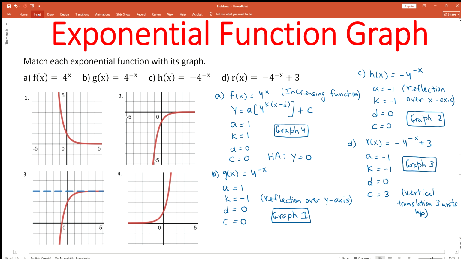So these are the graphs for the given exponential functions. These are the steps you have to keep in mind to solve this problem.